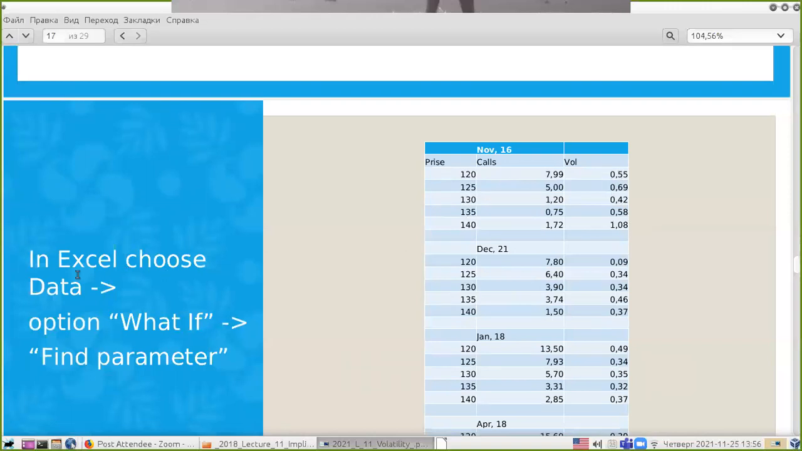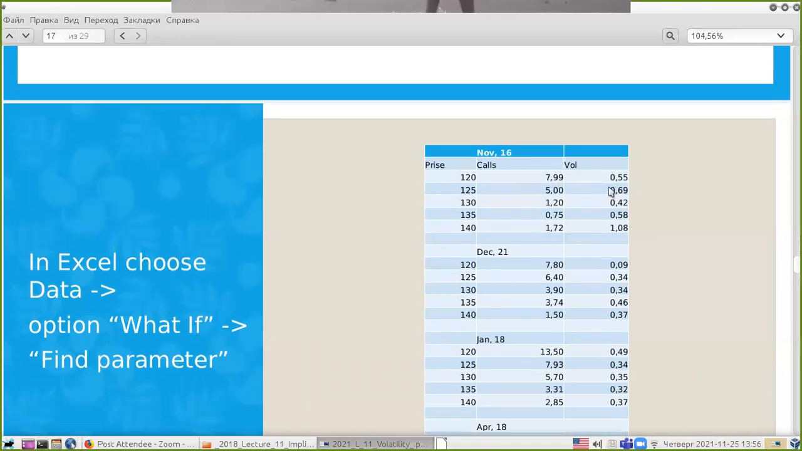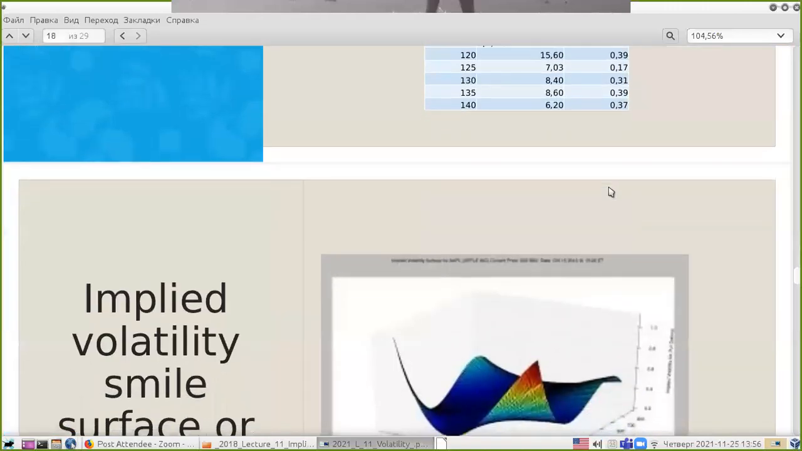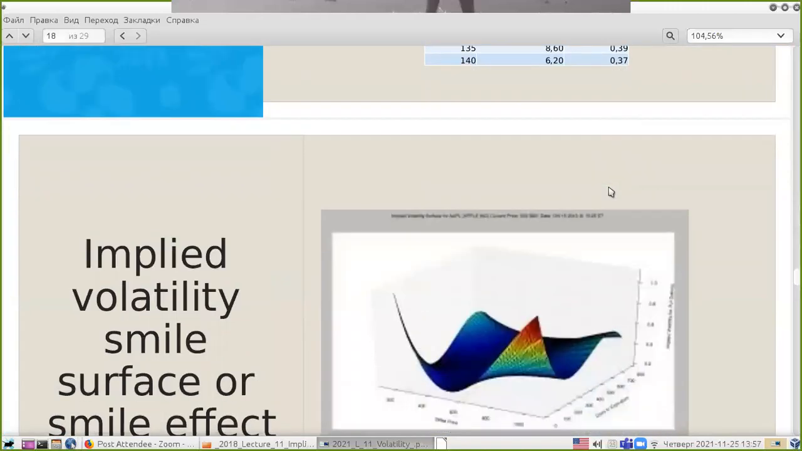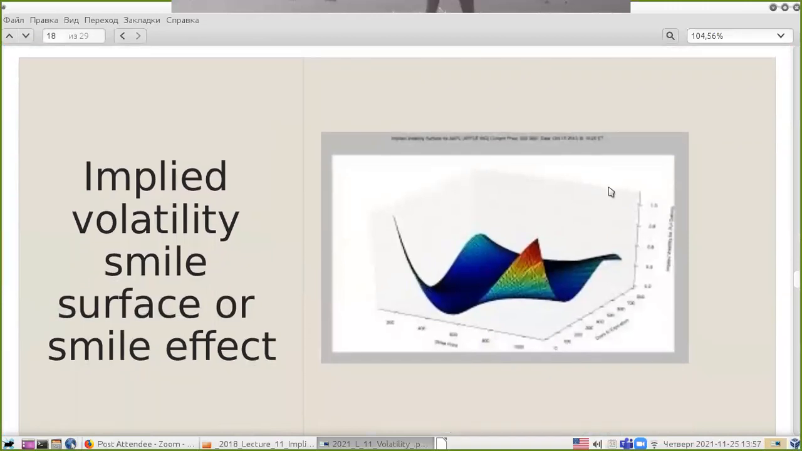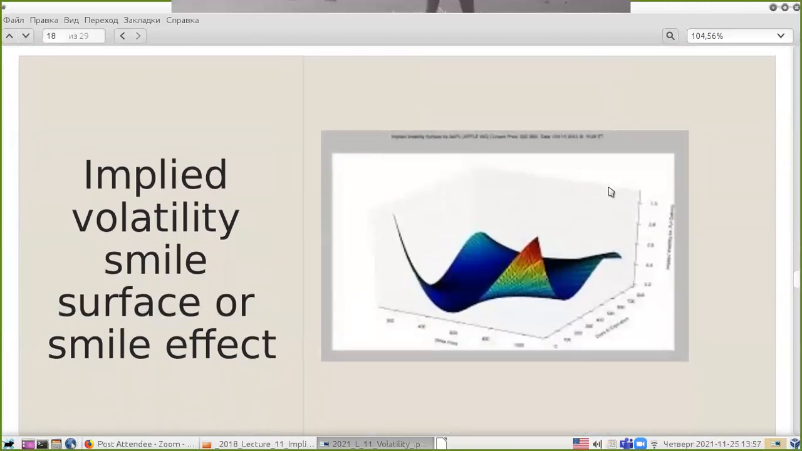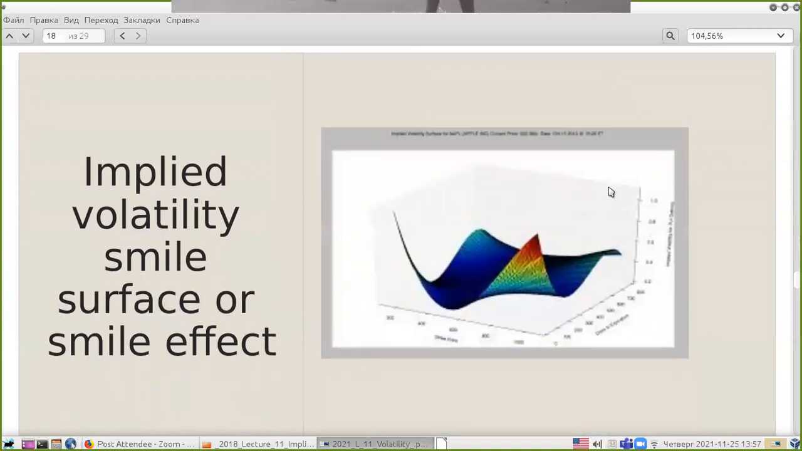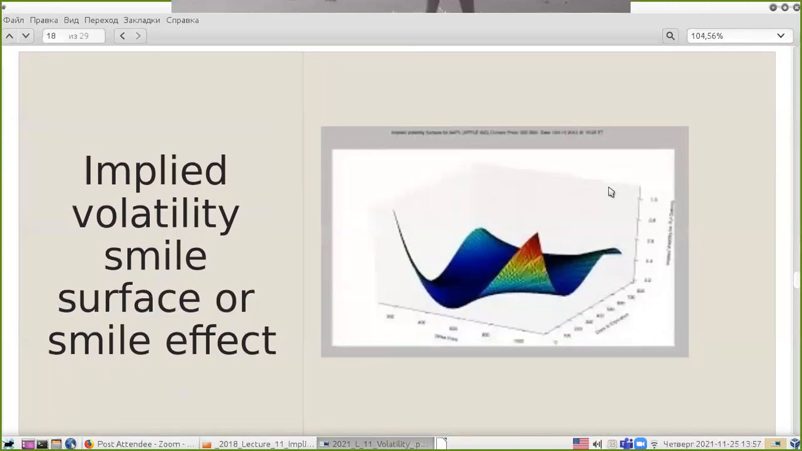So we choose Data and What-If, the result will be this, and the volatility was changed. We can try to do this in a practice lesson. And in such a way, we can get the implied volatility smile, the surface of the smile effect.